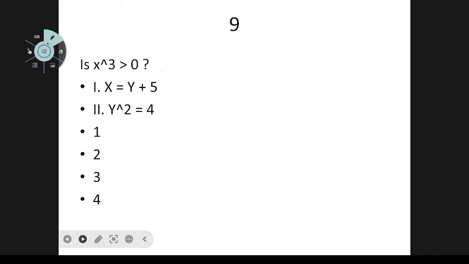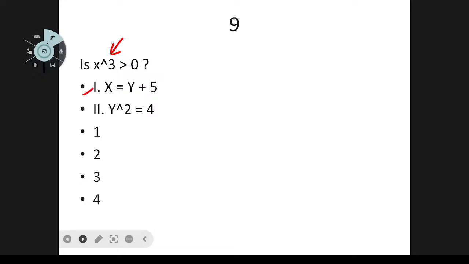Now the only information given here is x cube is greater than 0. No, sorry, they are asking if x cube is greater than 0. All right. Now here, for me to understand what x cube is, I should know what x is. Otherwise, I will not know what x cube is.